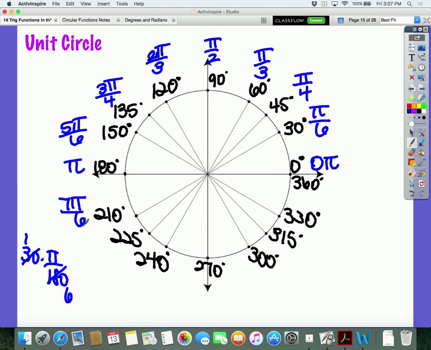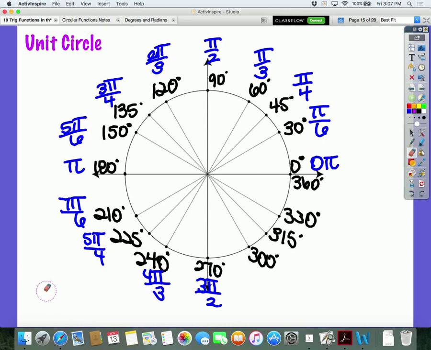7 pi over 6. 5 pi over 4. 4 pi over 3. 3 pi over 2. Okay? Until, like I said, until you guys get the pattern, and I'm telling you there is a pattern there. 300. Oh, I see. 5 pi over 3. 7 pi over 4. And 11 pi over what? 6. Lastly, 360 degrees is 2 pi.